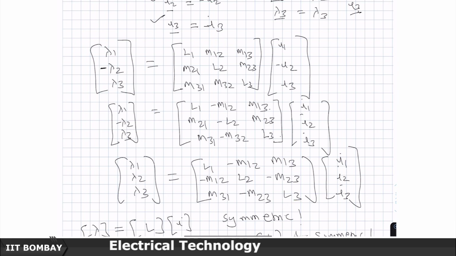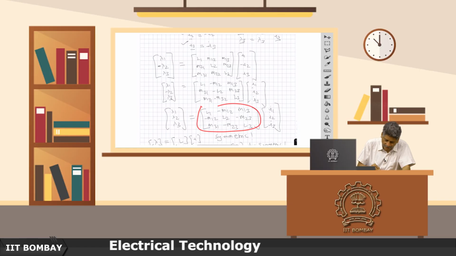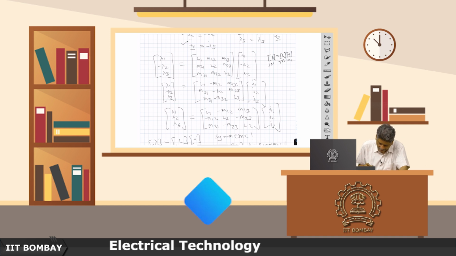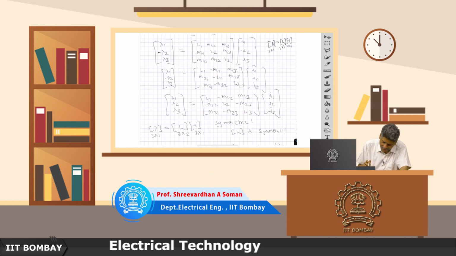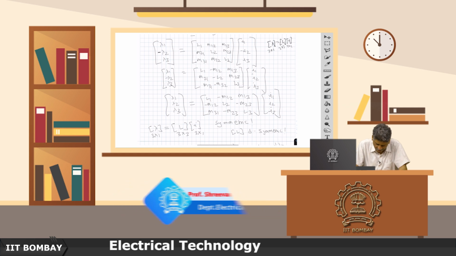So, this becomes the inductance matrix, and so for many mutually coupled coils, you can write basically a matrix equation of the form lambda equal to L times I. In this case, it is a 3 by 1 matrix, 3 by 3 and 3 by 1 matrix. And it is very important to see that this inductance matrix turns out to be symmetric.